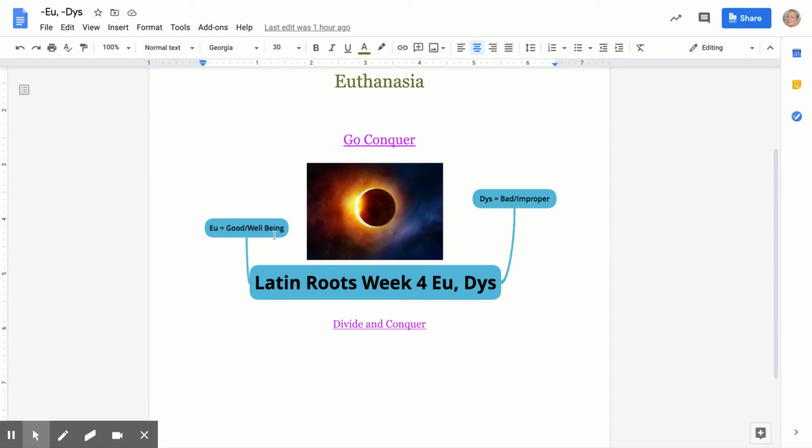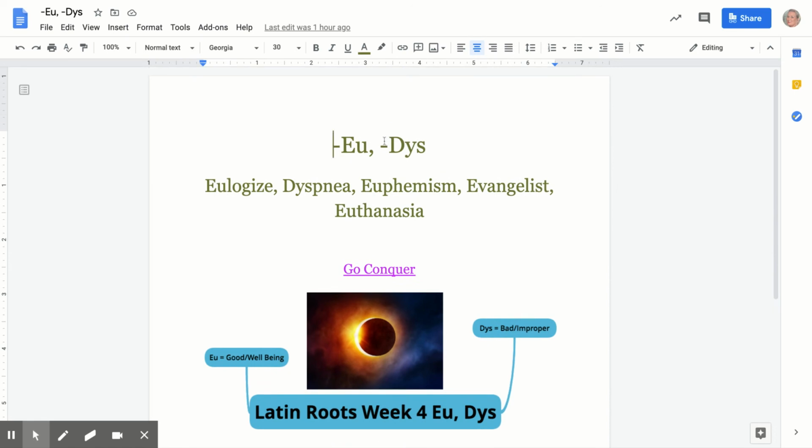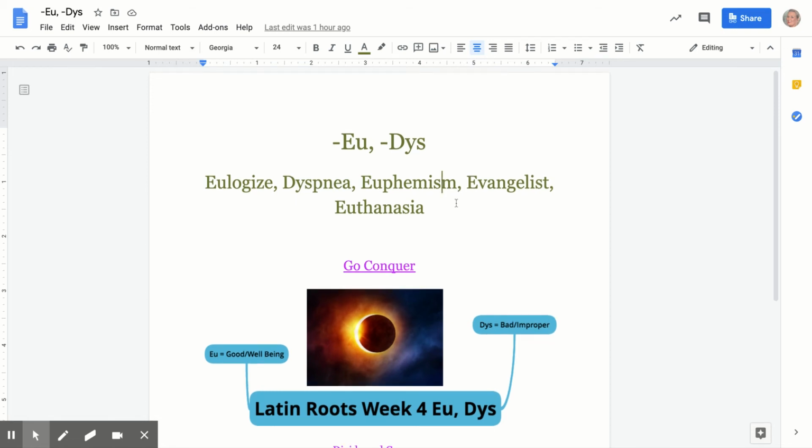So EU meaning good or well-being, DYS or dis meaning bad or improper. So make sure that we're not confusing DYS with last week's Latin roots, which were die, diff, dis, right, in different directions. So we have this Y, DYS, as opposed to DIS, making it dis as in bad or improper, okay? So you might not be familiar with any of our words really this week.